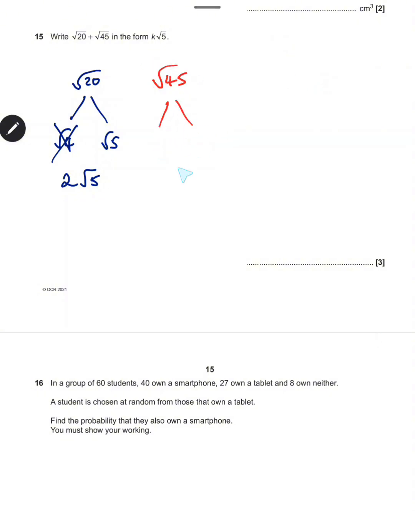We'll do the same for root 45. Two numbers that multiply to make 45. I think that would be 9 and 5. Again, why go for 9 and 5? Well, root 9 is 3. So you're left with 3 root 5s. And what we're doing is adding these together. 2 root 5s added to 3 root 5s is 5 root 5s.